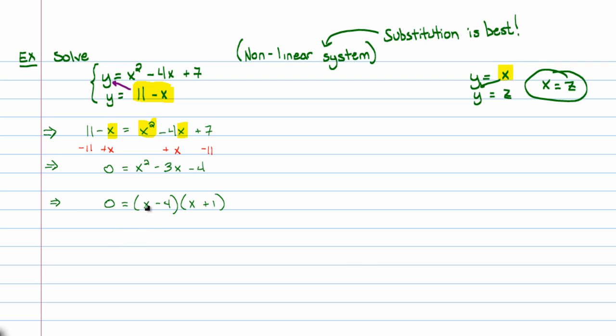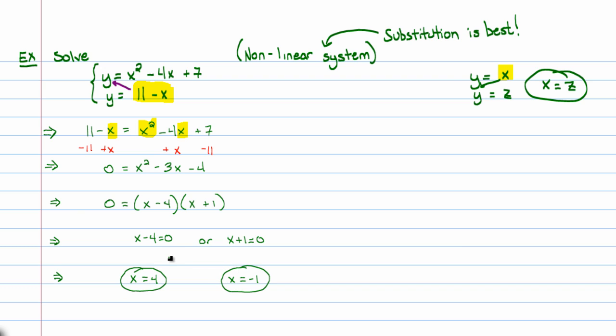And if two objects multiply to become 0, that means either the first object is 0 or the second object is 0. Now we can solve both of these. These are resulting linear equations. So I'll add 4 to both sides here and subtract 1 from both sides there, and you get these two solutions. X is equal to 4 or x is equal to negative 1.